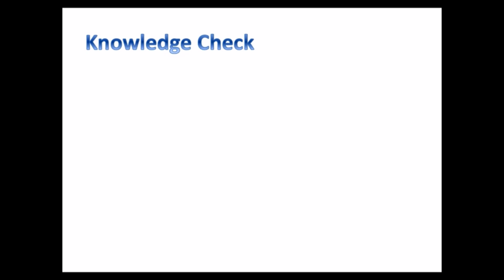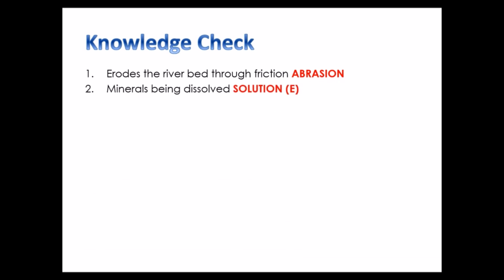Okay, so well done for giving that a go. Let's go through those answers. So number 1, erode the riverbed through friction is abrasion. Number 2, minerals being dissolved is solution. And I've put an E in brackets there because it's talking about the process of the actual dissolving. So it's the erosion, not the transportation of stuff that's already been dissolved.